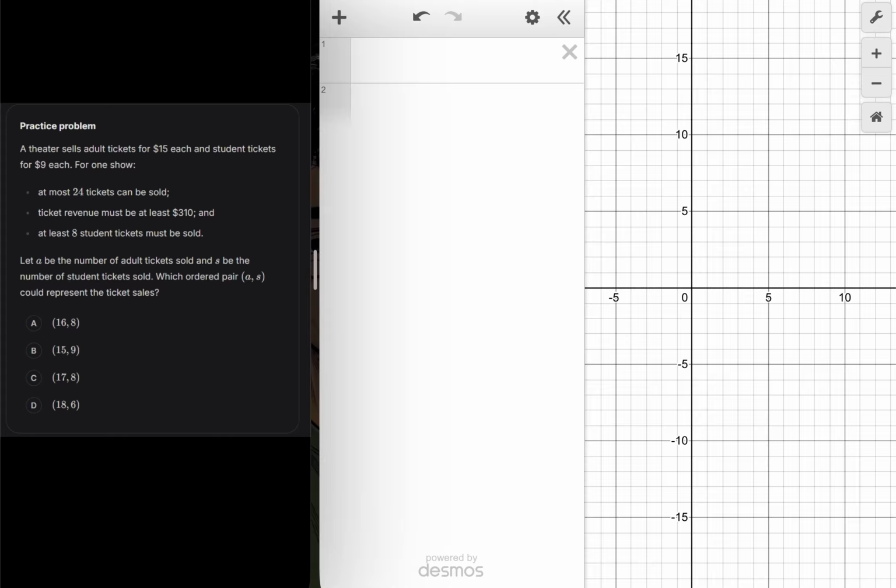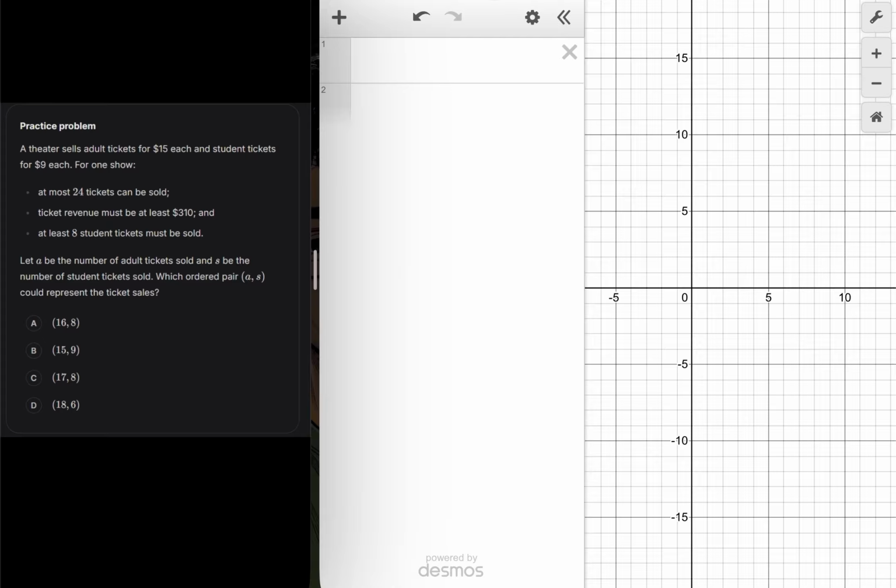SAT inequality questions often give several conditions and ask, which ordered pair makes all of them true? You enter the inequalities directly in Desmos. Each one gives you a shaded region, and the system solutions are the points where every shaded region overlaps. We're going to be diving into more of those types of questions later on. But let's start with the really simple basics.